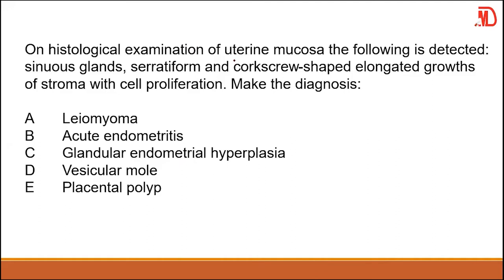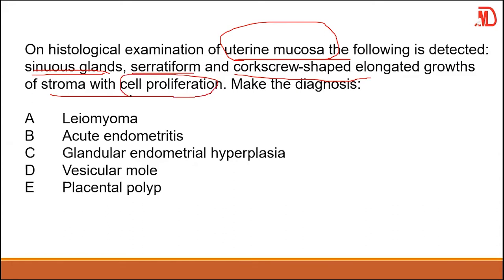On histological examination of uterine mucosa, the following is detected: serous glands, serratiform and corkscrew-shaped, with elongated growth of stroma with cell proliferation. When we say something is proliferating, what do we mean? We mean that it is overgrowing, also known as hyperplasia.